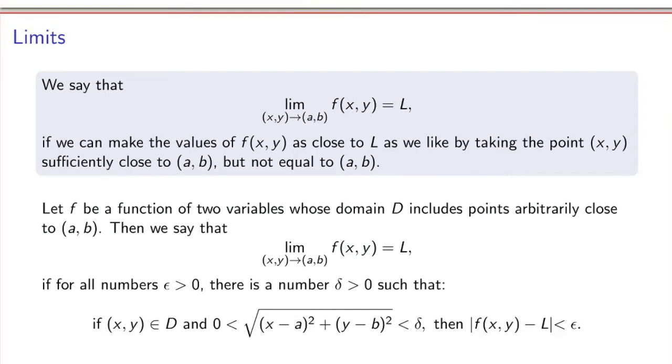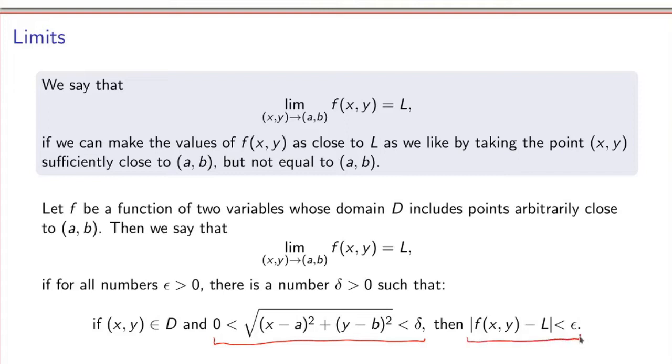The definition is just very similar to the previous one. So let f be a function of two variables whose domain includes points arbitrarily close to (a, b). So you have a neighborhood of (a, b) inside your domain. Then we say that the limit of f of (x, y) as (x, y) approaches (a, b) is equal to L if, for all numbers epsilon greater than 0, there is a number delta greater than 0 such that if (x, y) is in the domain and the distance between the point (x, y) and the point (a, b) is between 0 and delta, then the distance between the value of the function and L is less than epsilon.